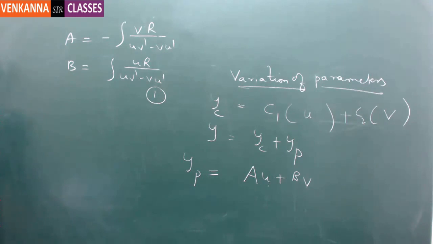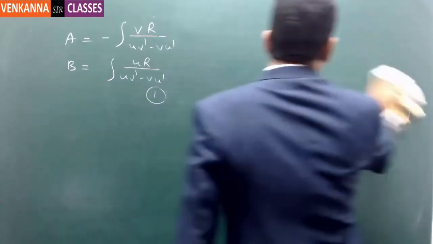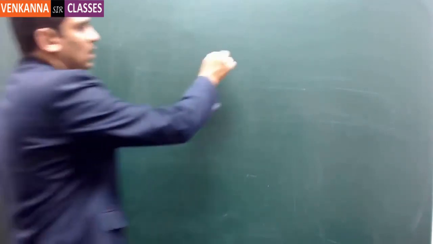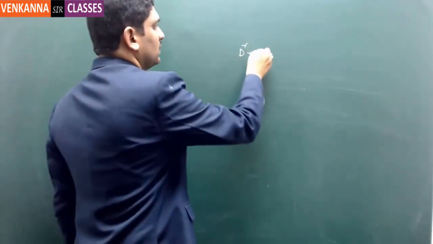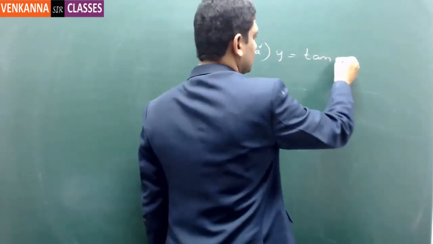Any doubts for anybody in the procedure? Right. So the problem is solve (D square plus a square) y is equal to tan ax.